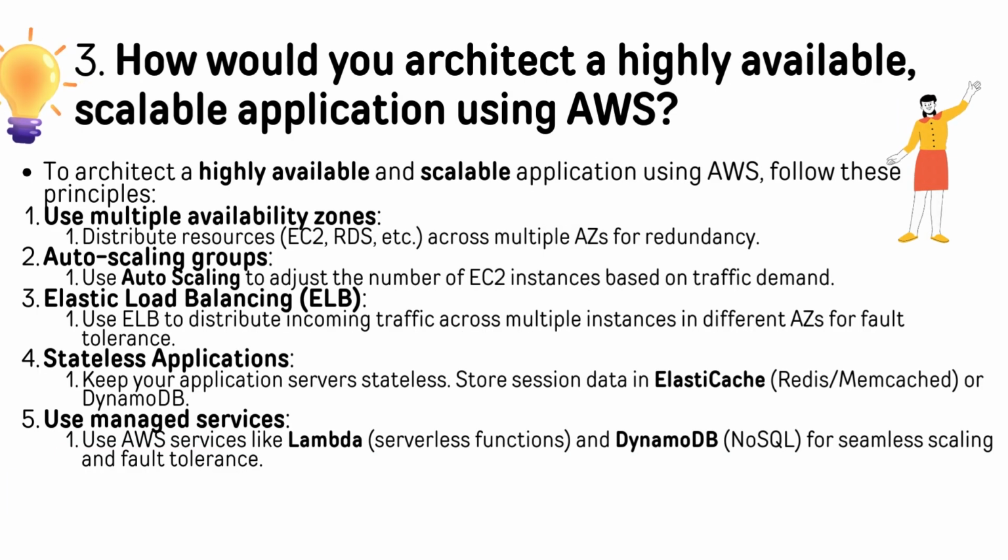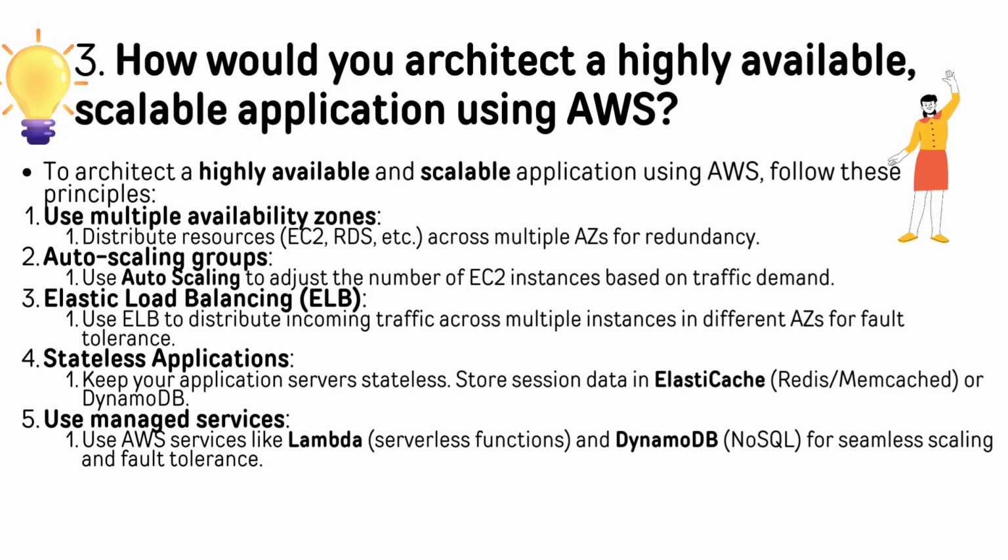3. How would you architect a highly available, scalable application using AWS? To architect a highly available and scalable application using AWS, follow these principles. 1. Use multiple availability zones. Distribute resources, EC2, RDS, etc., across multiple AZs for redundancy. 2. Auto-scaling groups. Use auto-scaling to adjust the number of EC2 instances based on traffic demand. 3. Elastic Load Balancing, ELB. Use ELB to distribute incoming traffic across multiple instances in different AZs for fault tolerance. 4. Stateless applications. Keep your application servers stateless.